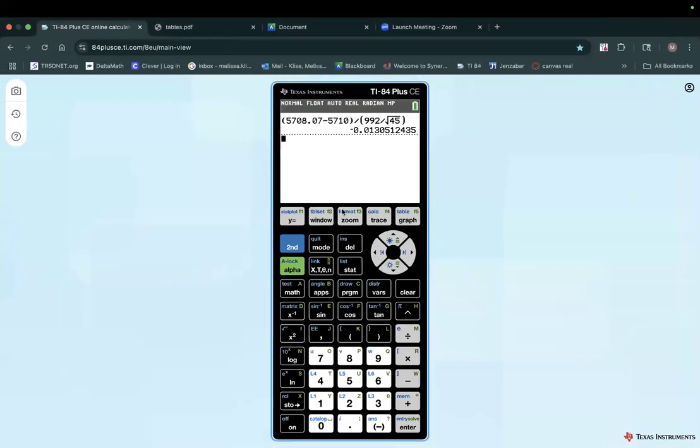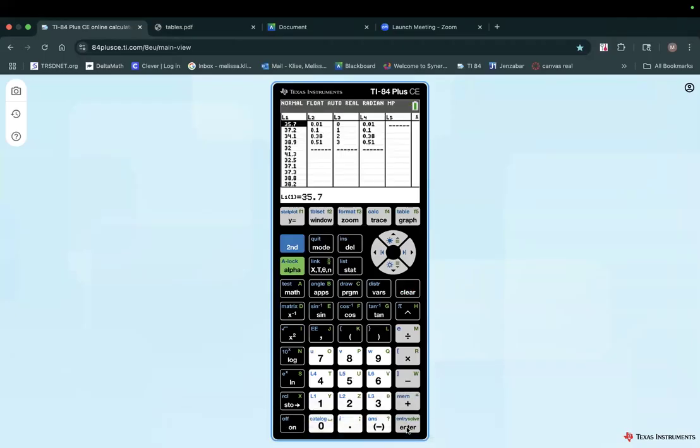Let's pop over here, clear this out. We're going to put these numbers in my L1 list. Clear, enter. I'm having issues. Clear, enter. There we go. Okay, I'm just going to enter these in. It's going to take a moment.